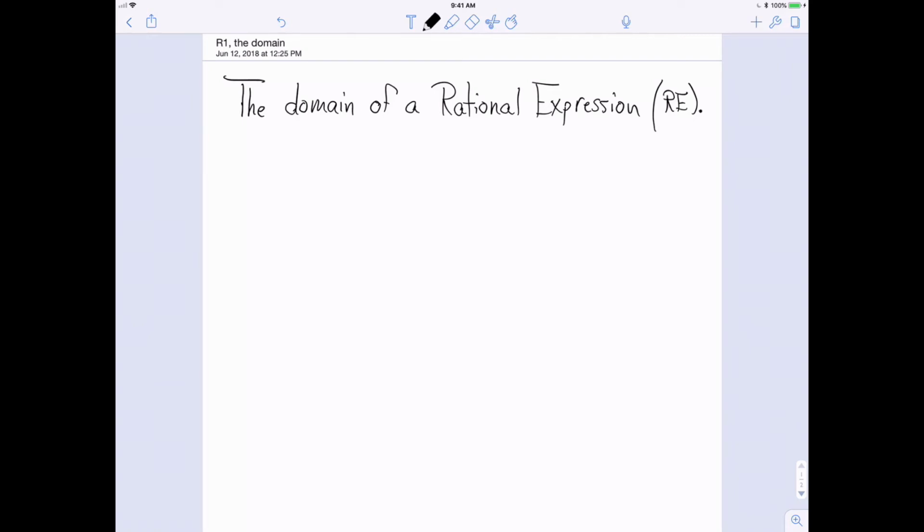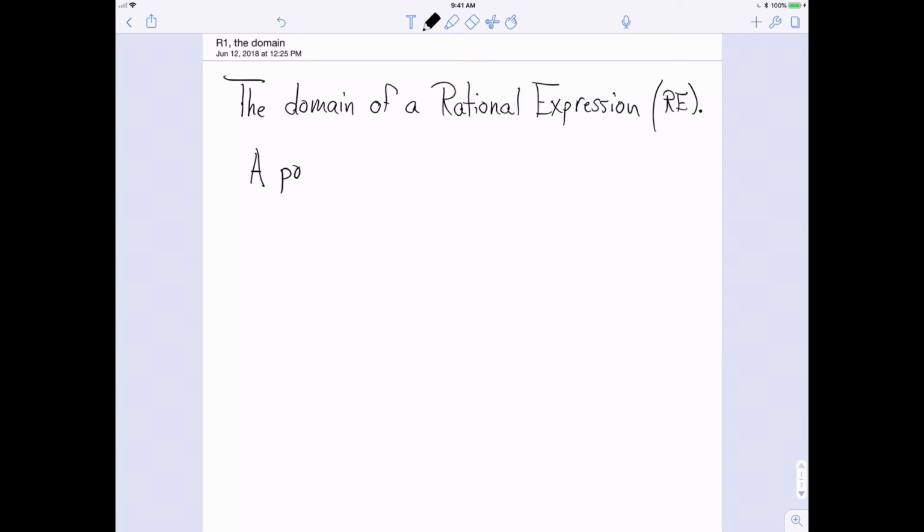Hi, this is Tom, and in this video, we're going to look at the domain of a rational expression. So a few things need to be done. First off, we need to know what a rational expression is, and to know that, we need to know what a polynomial is. Well, you've already been working with them, but here's just an intuitive explanation.